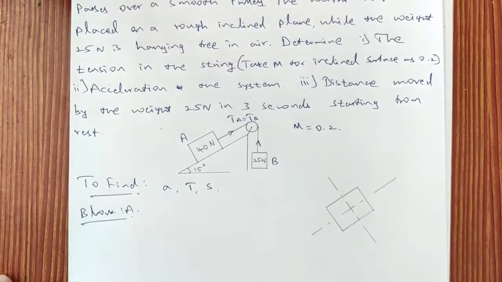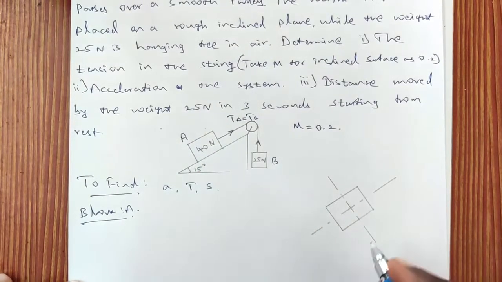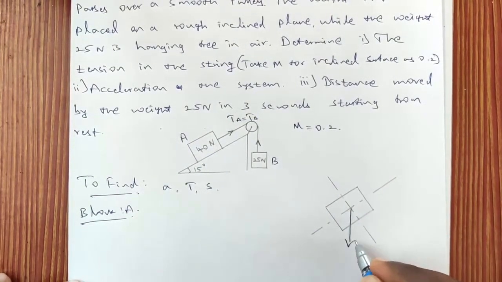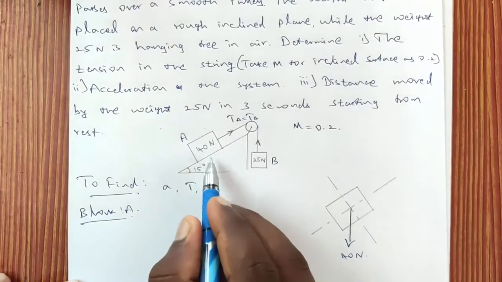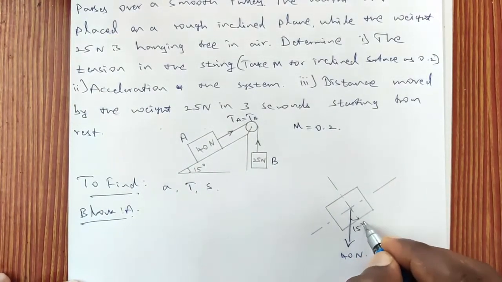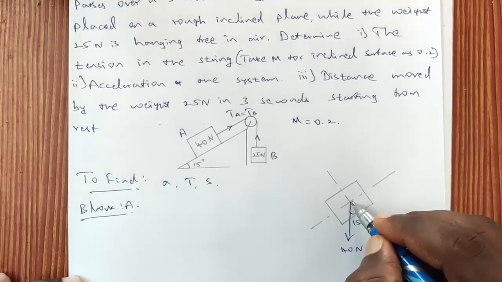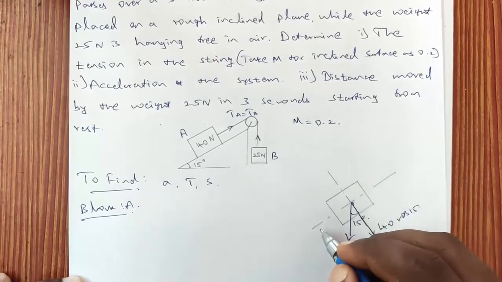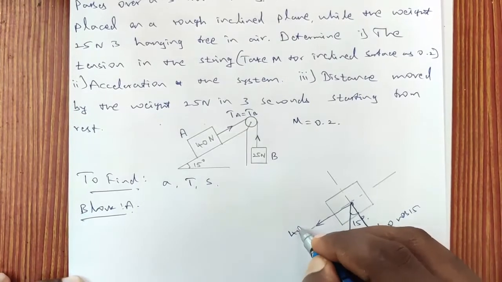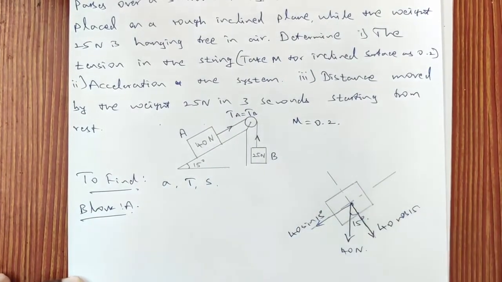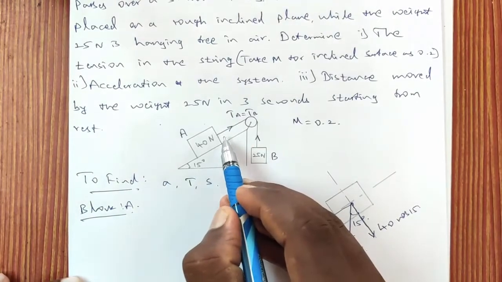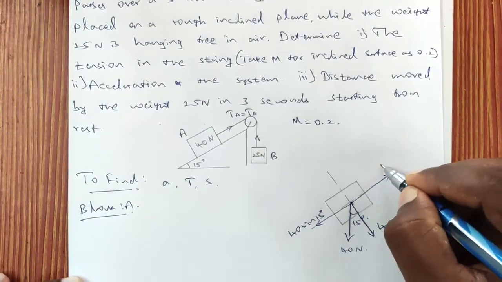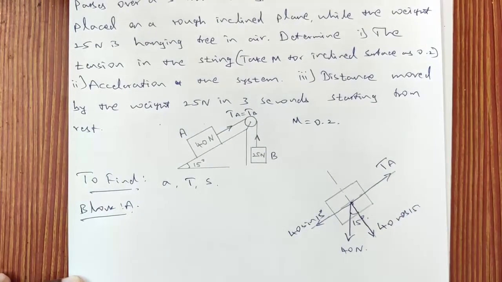We'll draw the free body diagram. The 40 Newton weight is acting in the downward direction, and we know that the inclination between the weight and the y-axis is the inclination between the horizontal plane and the inclined plane. So it is 15 degree. So let us resolve this into two components. One is 40 cos 15 and the other one is 40 sin 15. Okay, a tension is acting in the right side direction. Let us consider this as TA.